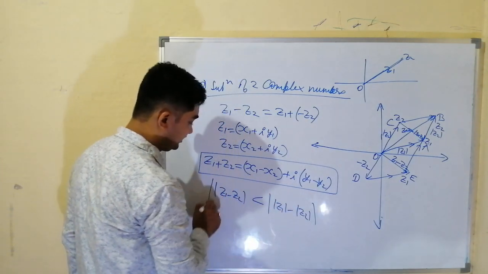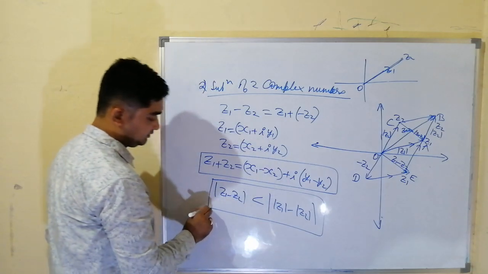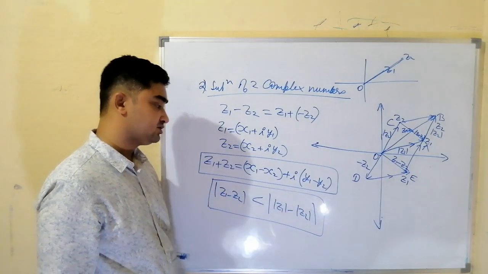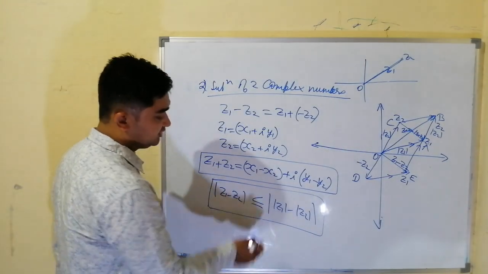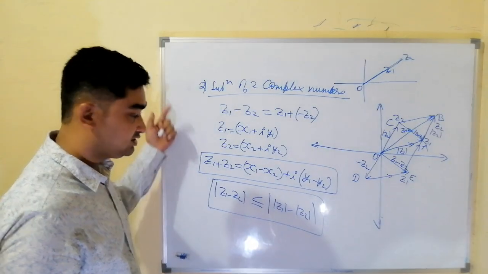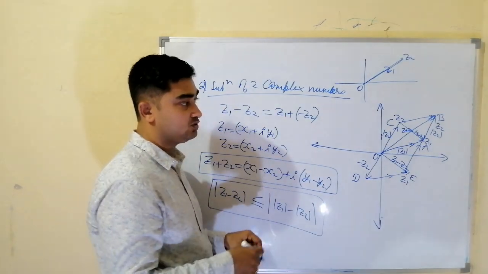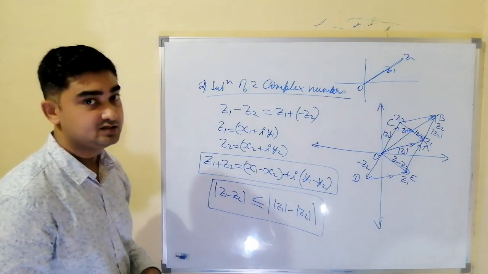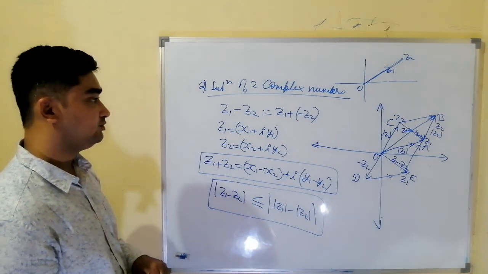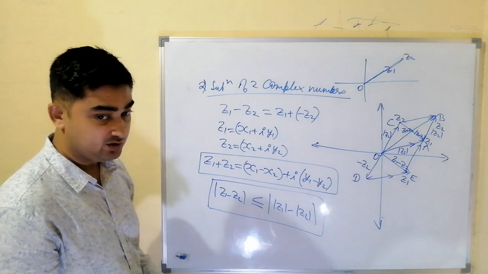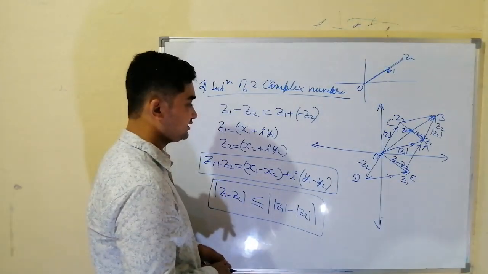So we'll get another inequality, which is mod of Z1 minus Z2 is always greater than or equal to mod of Z1 minus mod of Z2. It will also become equal whenever Z1, Z2 and Z1 minus Z2 are collinear. That is, Z1 and Z2 have the same argument. If Z1 and Z2 have the same argument, they will become collinear and we will get the equality sign.